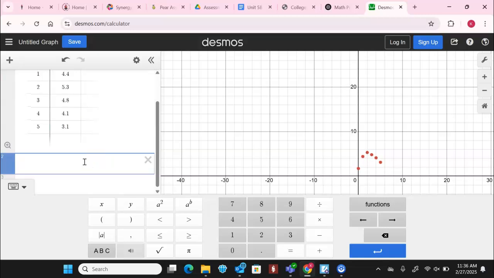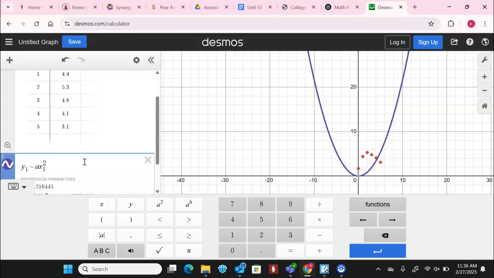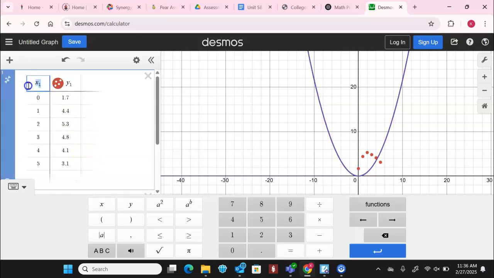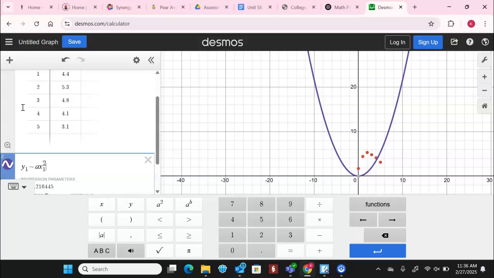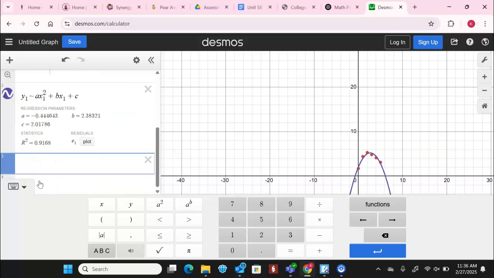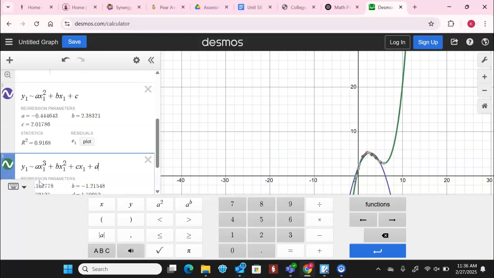All right, now if you don't know which equation to use, first I'm going to go with quadratic. So y1 is squiggly, you're going to have ax squared, 1. We put 1 to reflect the table, so that's this one right here at the table, so the computer knows what to read. Then plus bx 1 plus c. So this is my quadratic equation. Now I'm going to plug in a cubic as well, because I don't know which one I'm using. And then ax cubed 1 plus bx squared 1 plus cx 1 plus d.